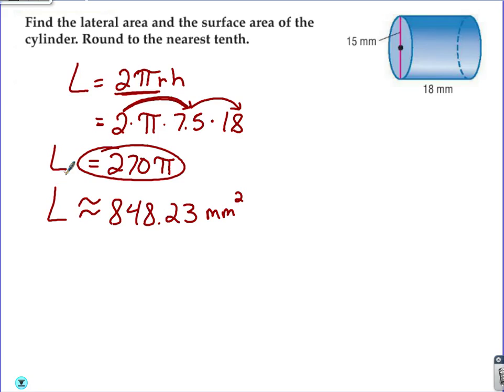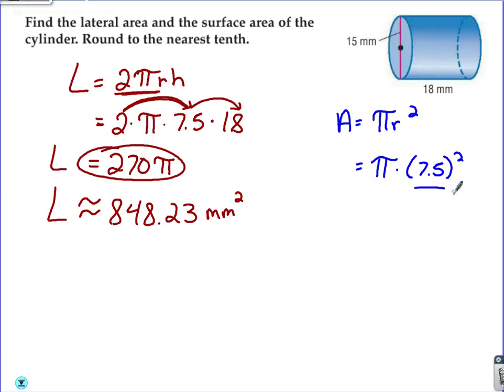Now let's find the surface area. The only difference between lateral area and surface area is that the lateral area is just the side. The surface area includes the top and bottom, the 2 bases. So let's do that first. The area of the base is pi r squared. Pi times, what's the radius again? 7.5. Don't type this in your calculator.